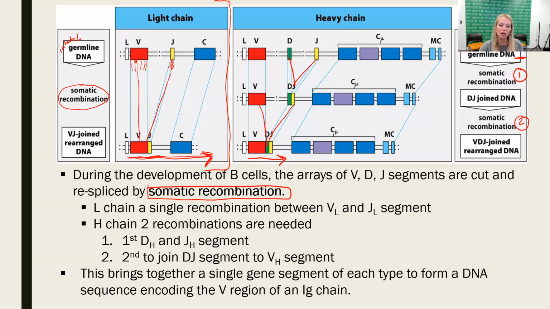So these are somatic recombination events. Two of them occur within the variable region of the heavy chain. One of them occurs in the variable region of the light chain.